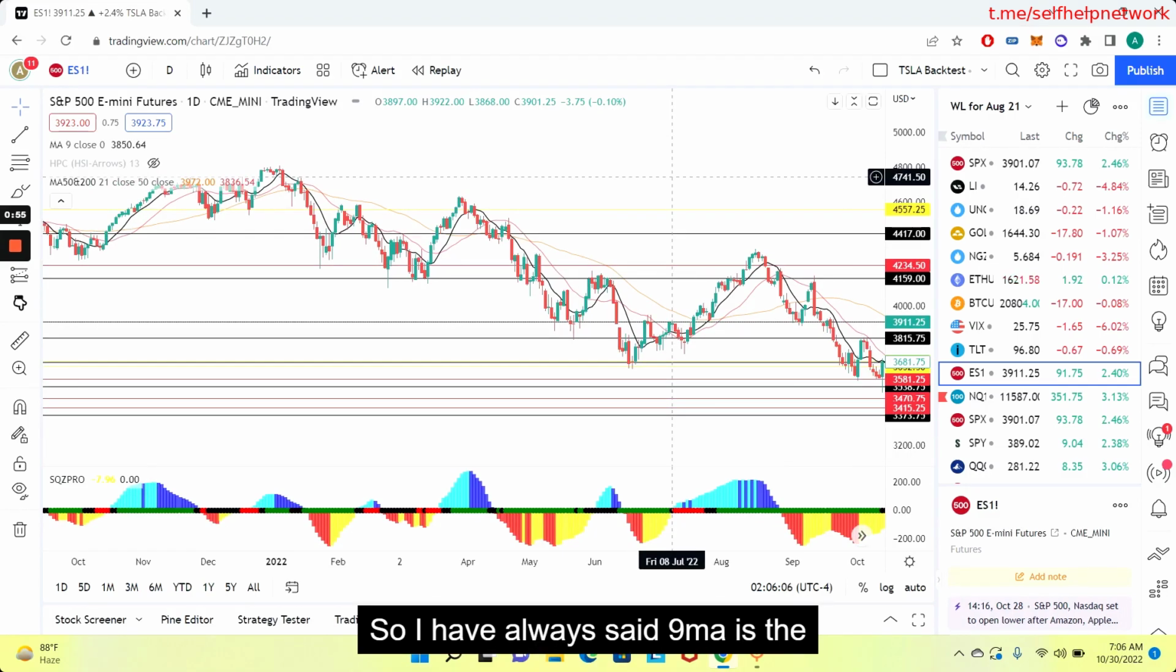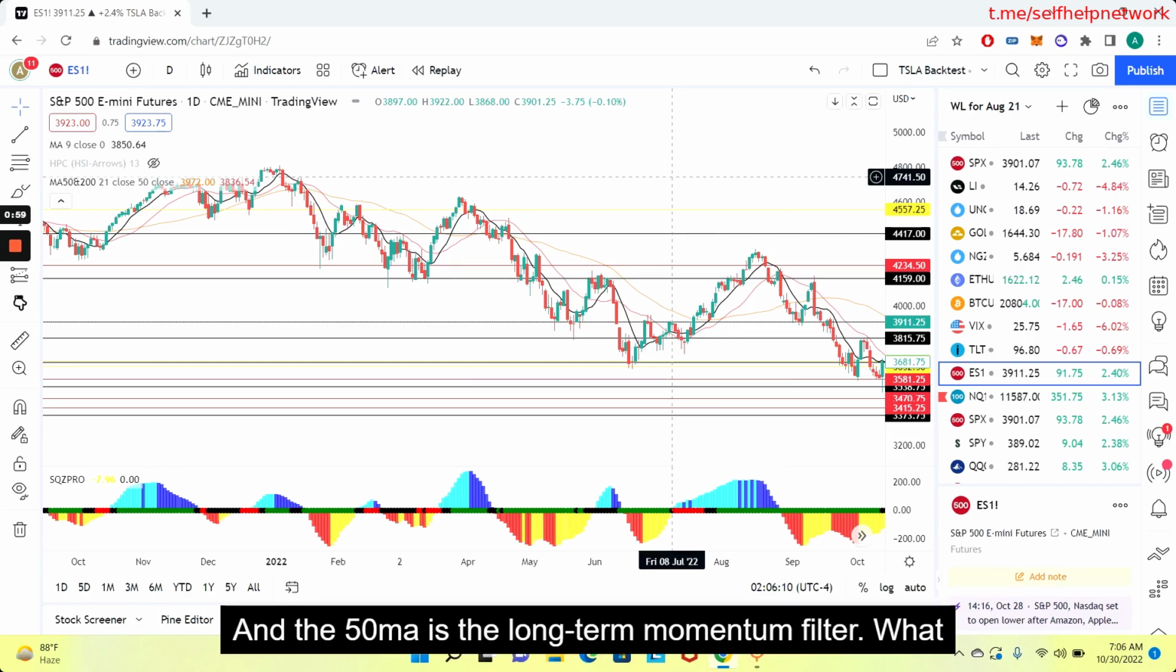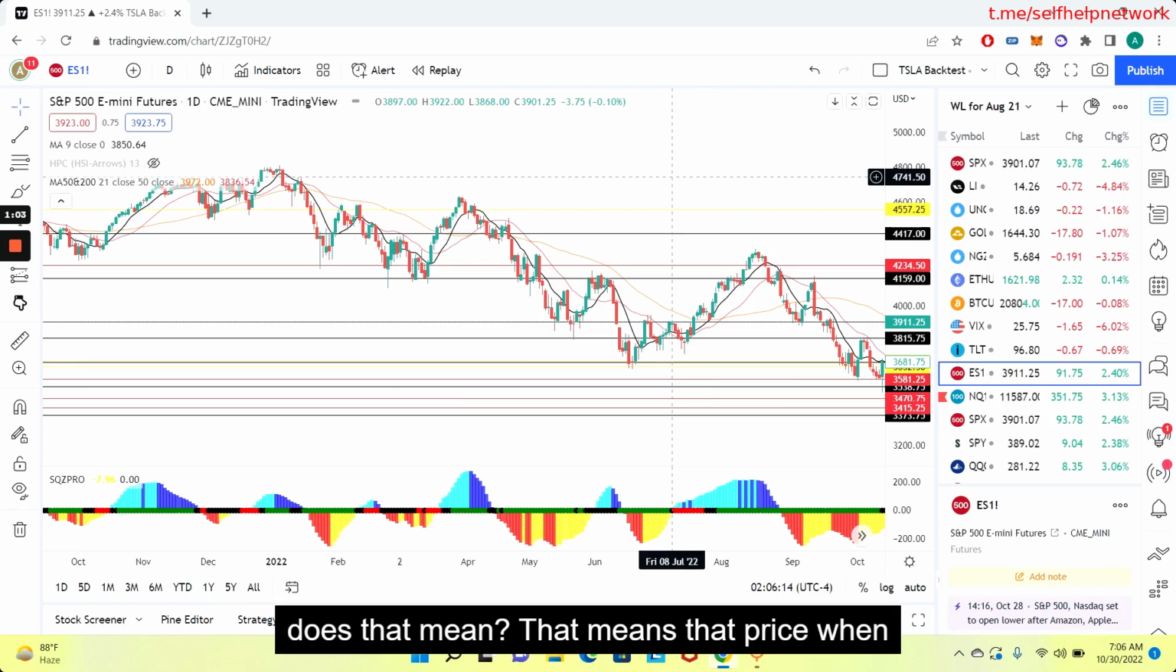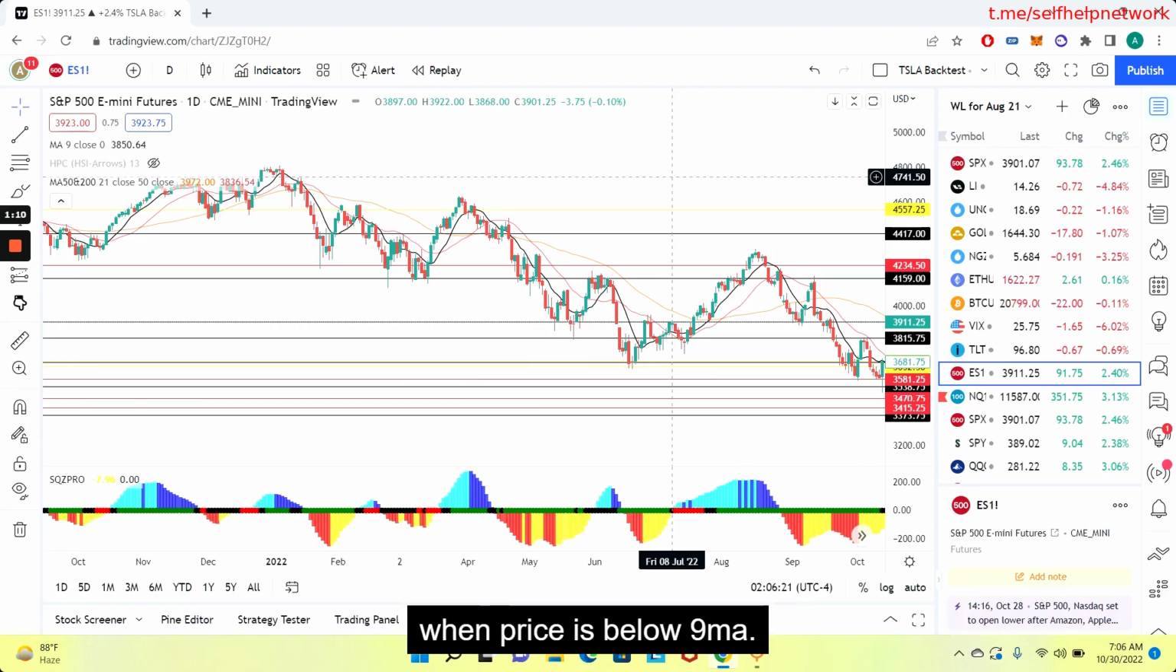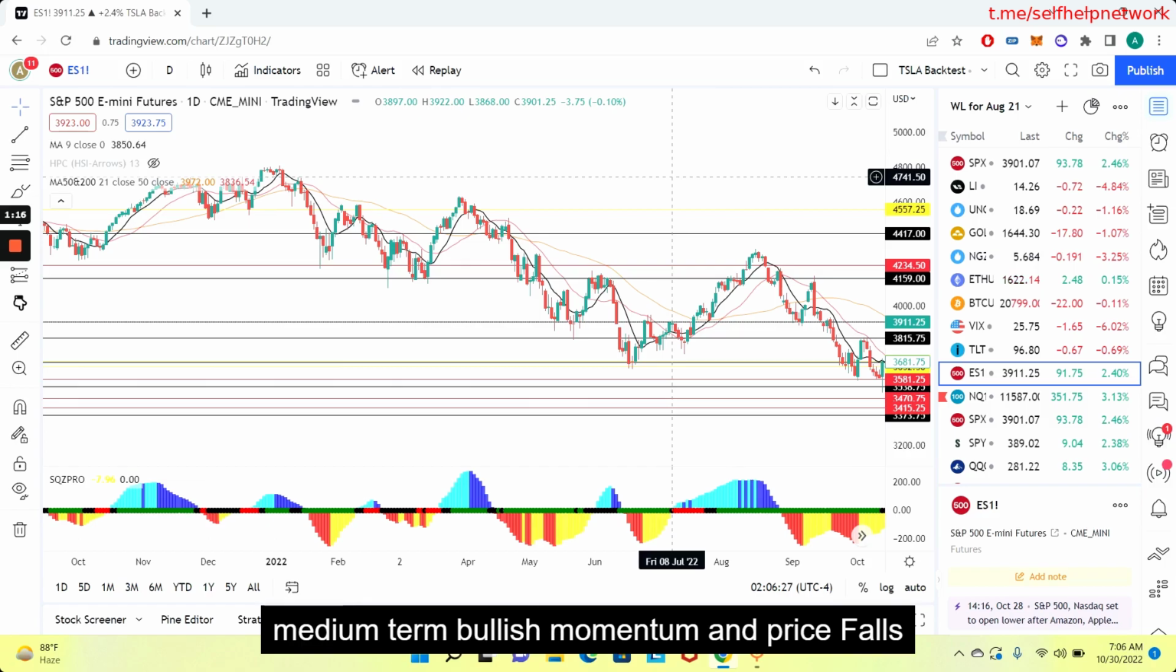So I have always said 9 MA is the short-term momentum filter and the 50 MA is the long-term momentum filter. What does that mean? That means that when price is above 9 MA, we have short-term bullish momentum. When price is below 9 MA, that momentum has started fading. When price is above 50 MA, we have medium-term bullish momentum. When price falls below that, that momentum is gone.